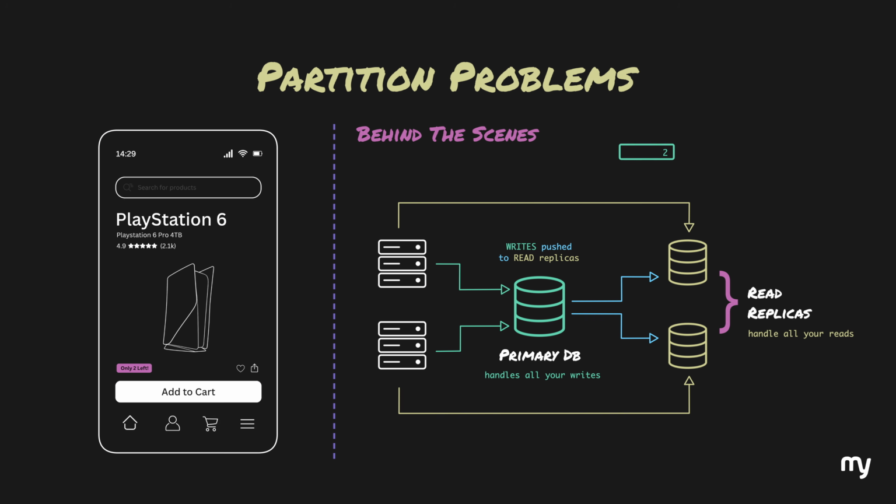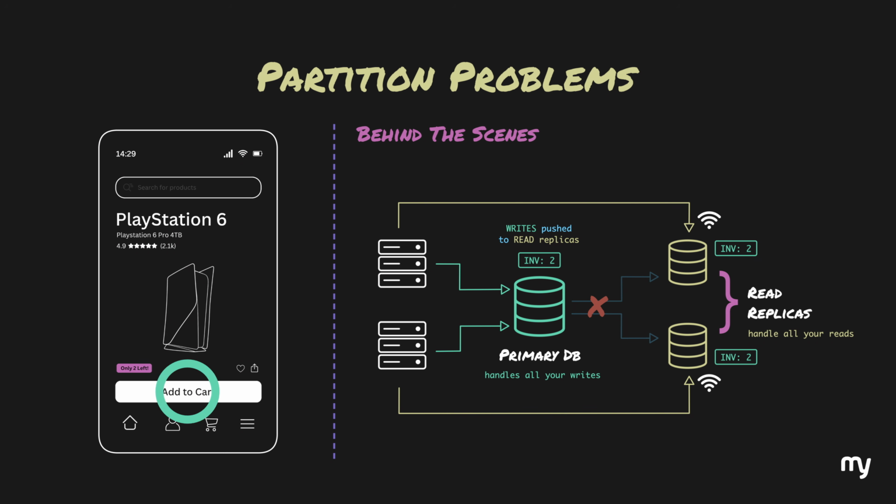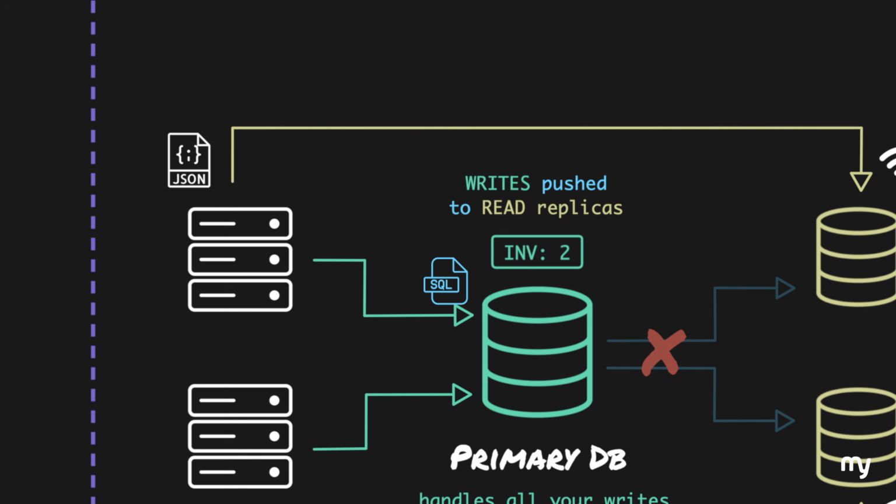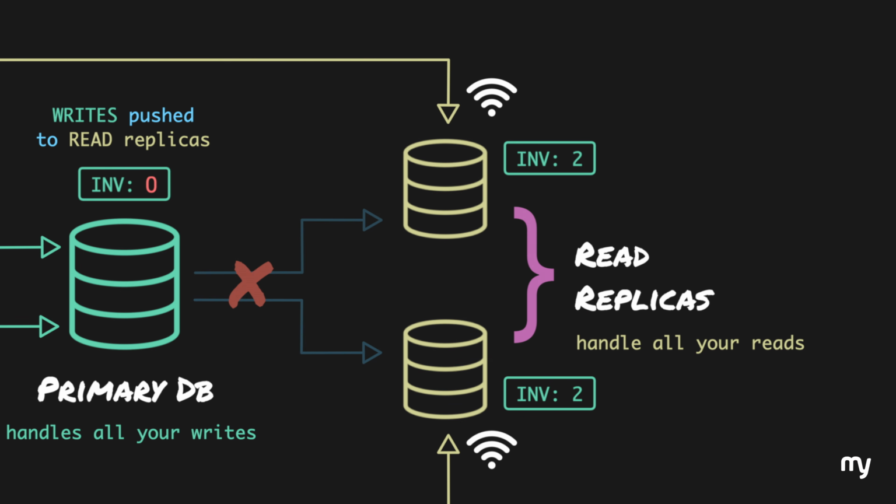The last 2 units are consistent and present in all the replicas. But suddenly there is a network issue and the connection between primary and the read replicas break. They all are still connected to the internet and are accessible, but the primary cannot push updates to the read replicas. In this moment, if a person purchases 2 quantities, the primary database would be updated, making the inventory 0. But the read replicas still show the inventory as 2.